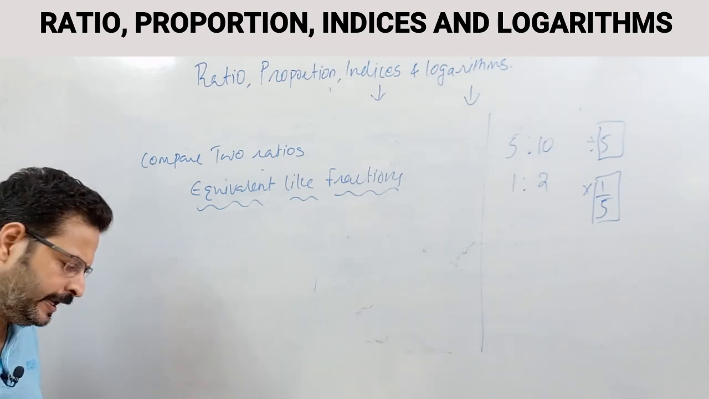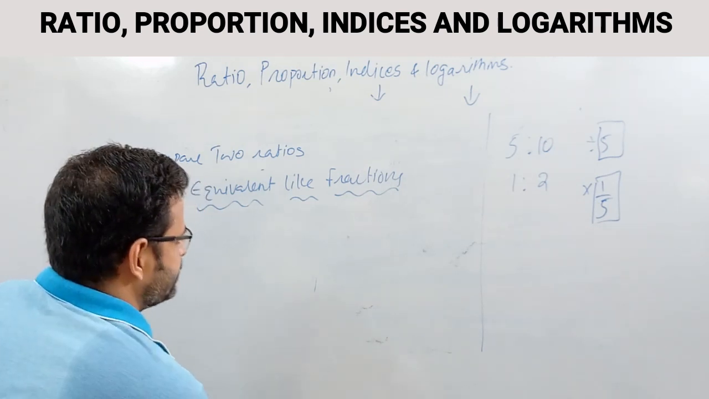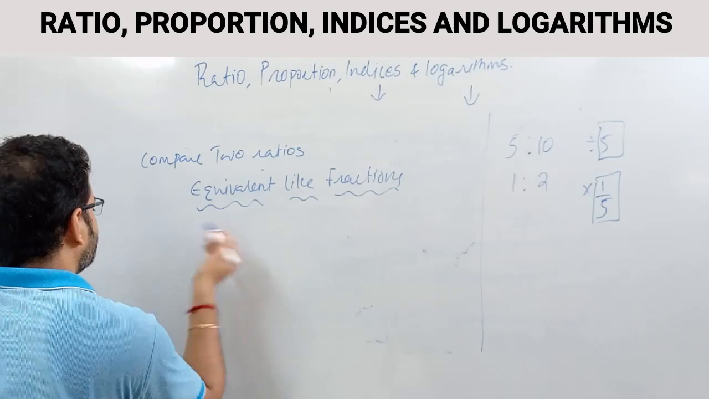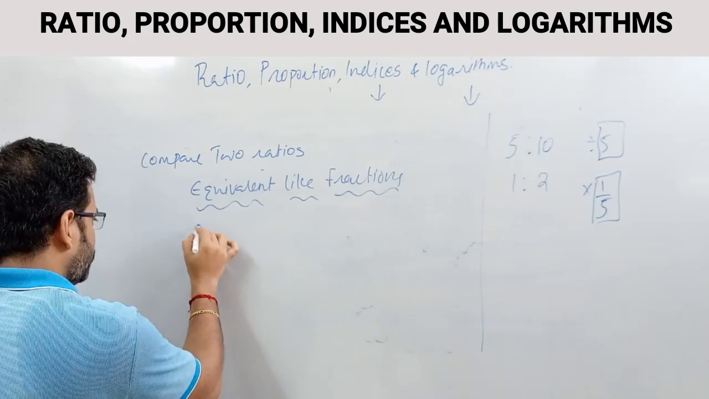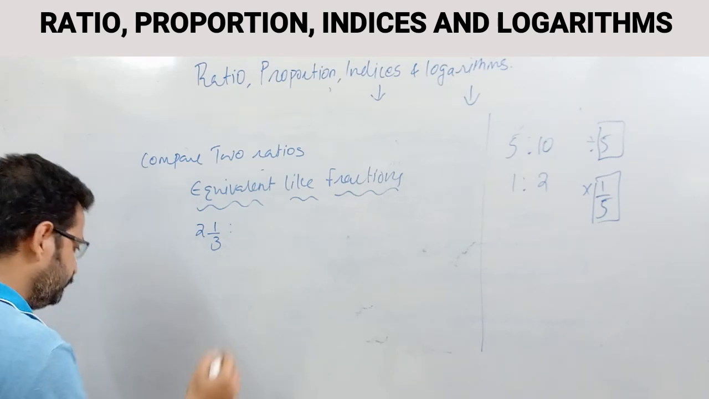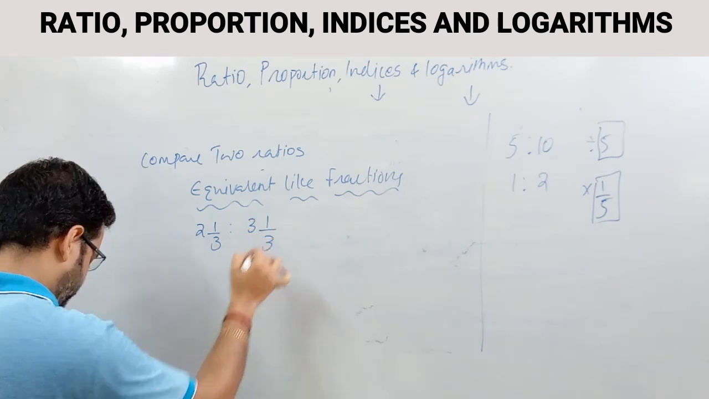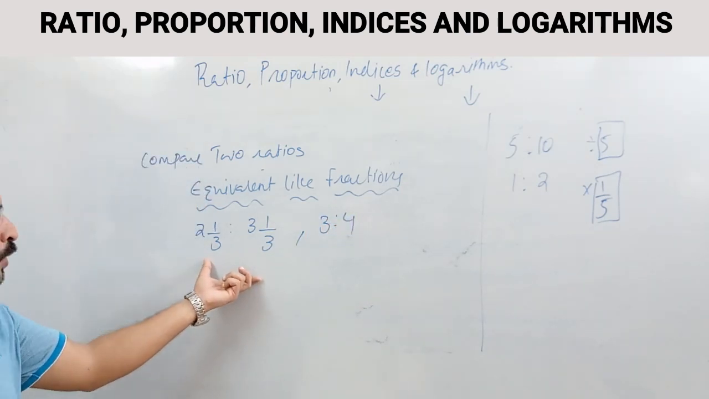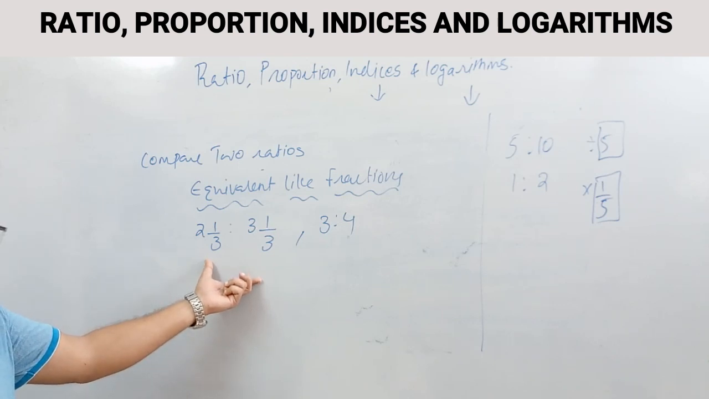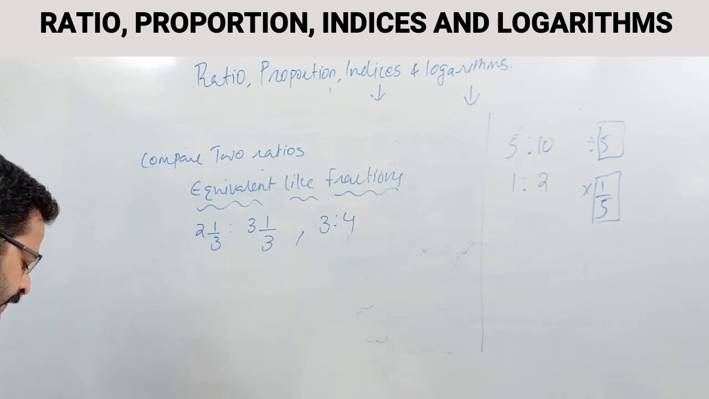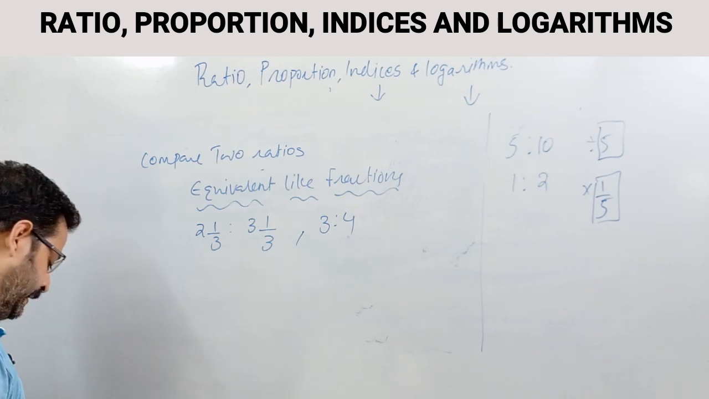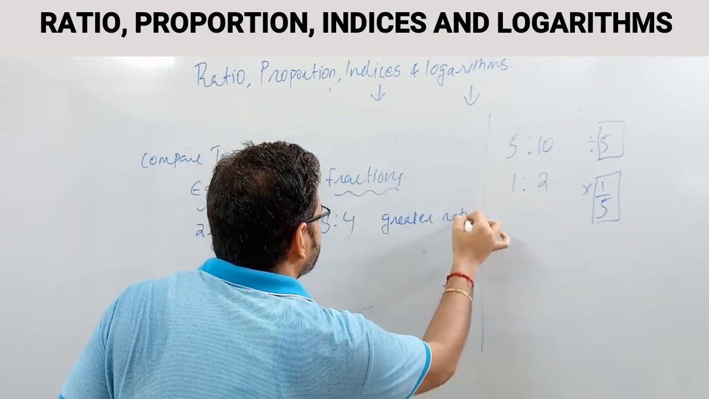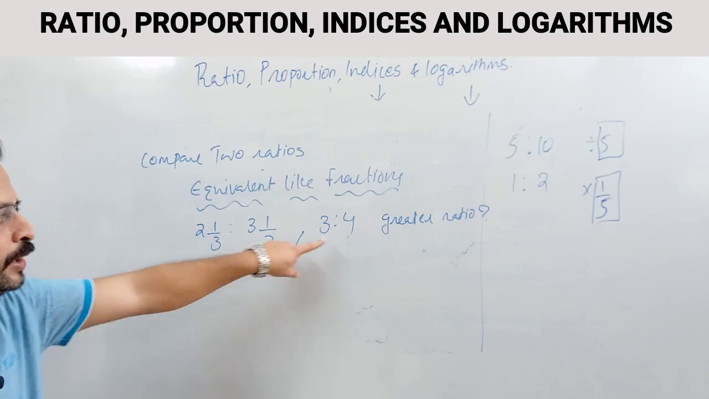What is meant by equivalent like fractions? Let us consider an example. Consider two ratios: 2 and 1/3 is to 3 and 1/3, comma, 3 is to 4. We are given two ratios, and we have to find which is the greater ratio. In this question we have to compare two ratios.